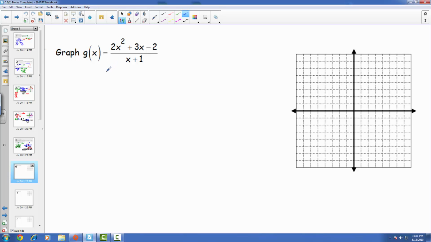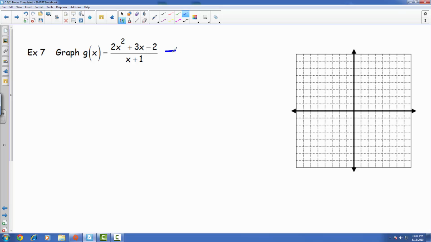So here we are at example 7 from the 0.2 number 2 set of notes. We have g of x is equal to this function. We're asked to graph this. Now just looking at things, we can go ahead and actually factor this. When we do that, we end up with 2x minus 1 times x plus 2. That's what this will factor to. On the bottom, we can't factor anything, so it's still just x plus 1.